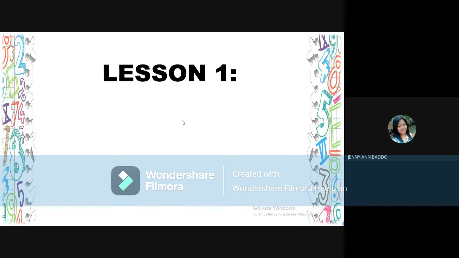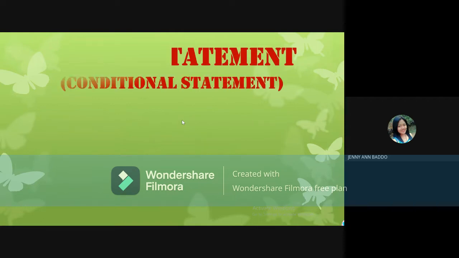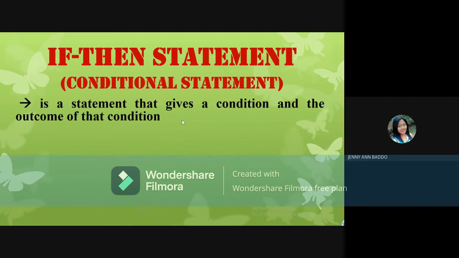Let's have now our first lesson, the if-then statements. When we say if-then statement, take note, this is also known as the conditional statement. It is a statement that gives a condition and the outcome of that condition. So there is a cause and effect relationship.